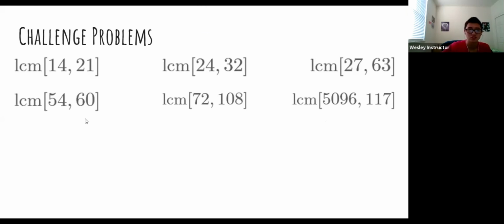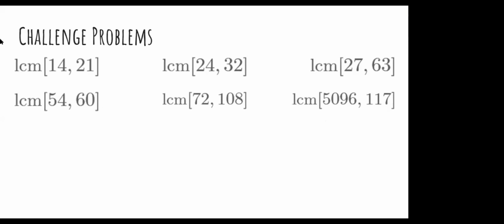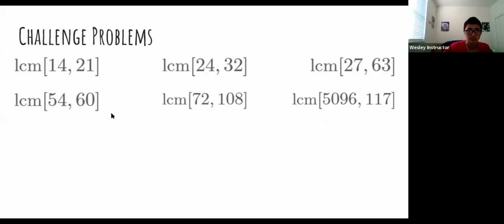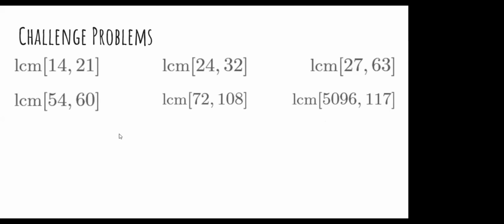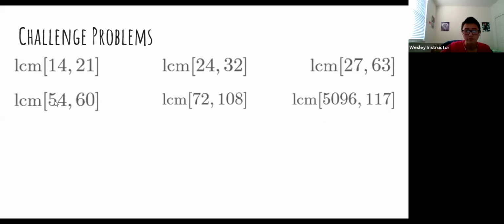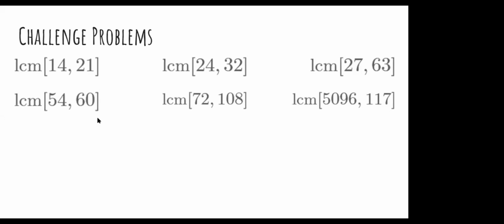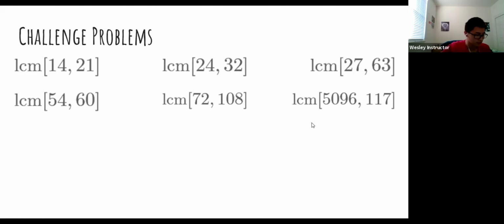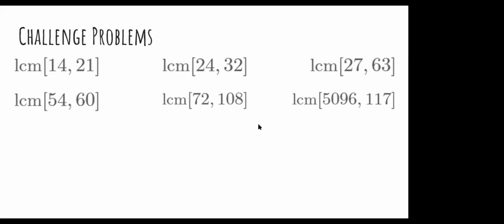For all of these, just find the prime factorization for both numbers and then multiply the prime factors with the greatest power. For 54 and 60, the answer is 540. And the last one is 45,864.